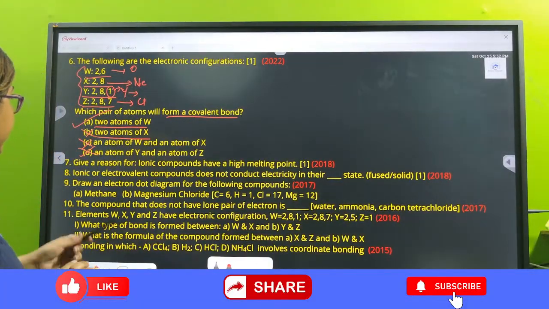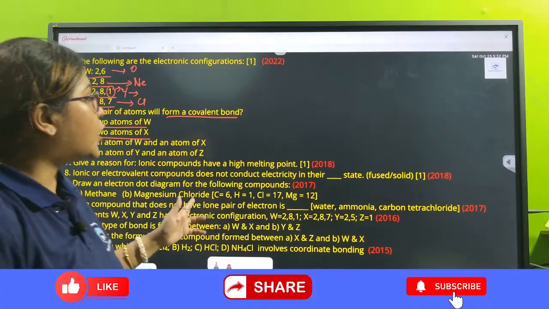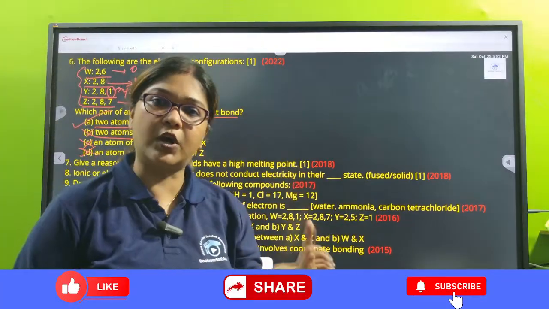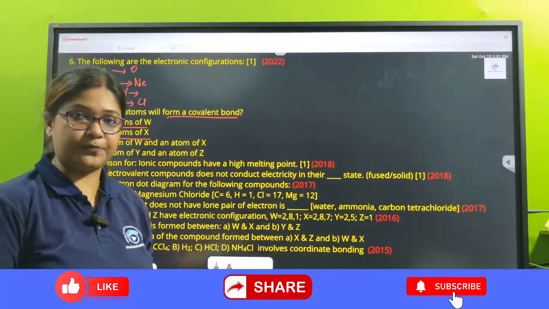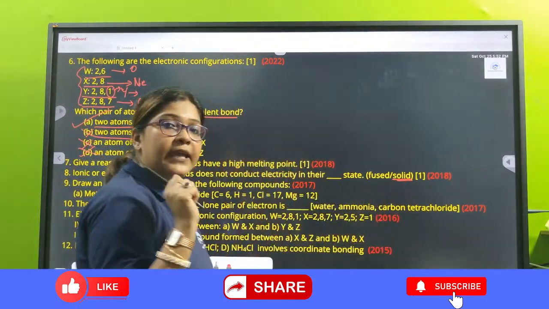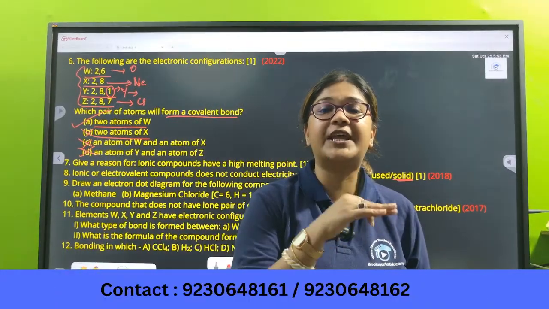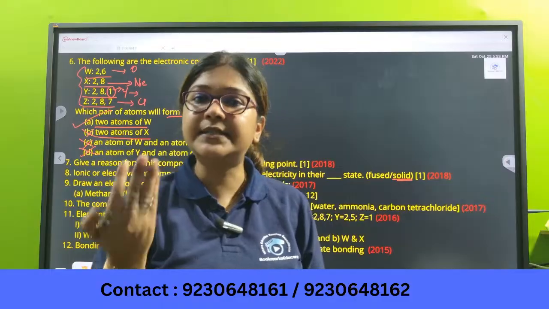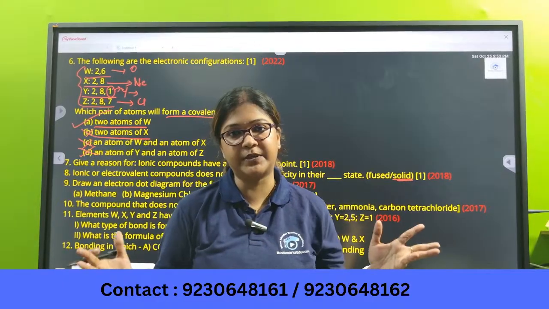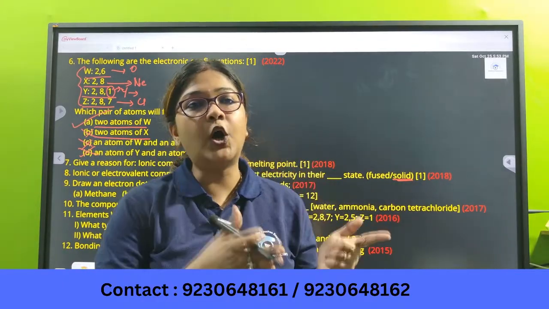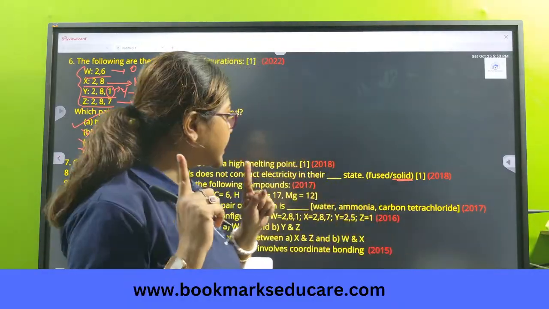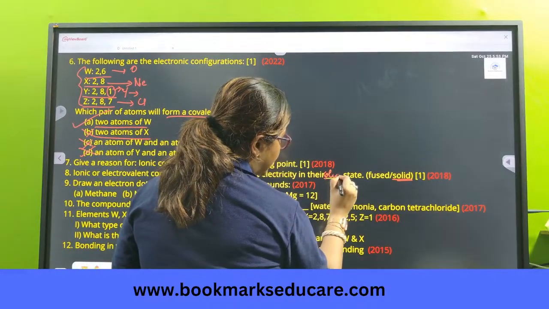Next: ionic or electrovalent compounds do not conduct electricity in their dash state. You have two options, fused and solid. So you have to choose the correct option. Now, electrovalent compounds in their molten or fused state generate free ions, so they can conduct electricity. But in their solid state, they have a high force of attraction between themselves, and therefore they cannot be broken up into free ions, and so they do not conduct electricity. So the correct answer here will be solid state.